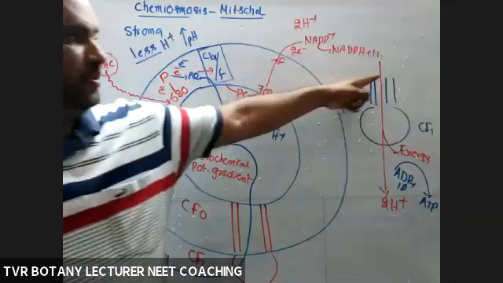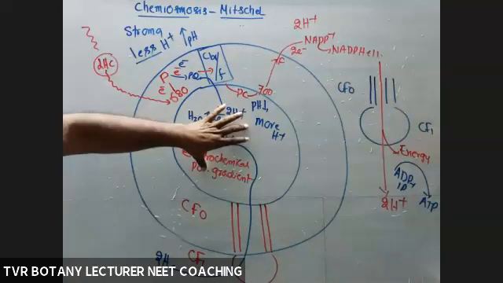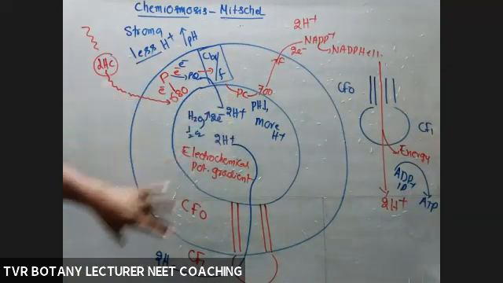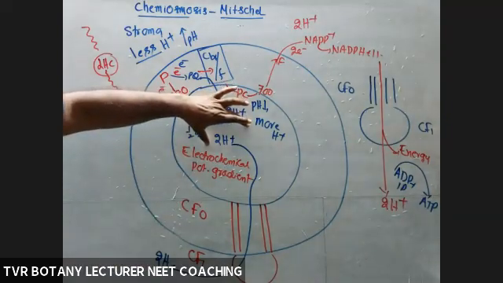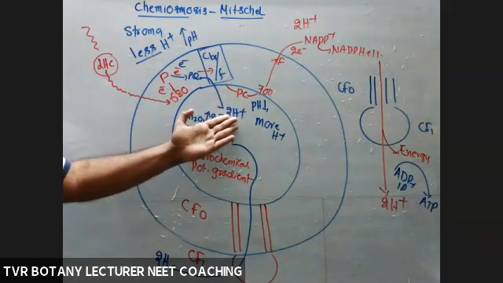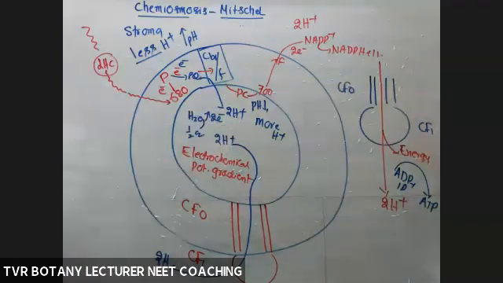So during transportation of protons from a region with more number of protons to a region with less number of protons, means lumen to stroma. So lumen is acting as a reservoir of protons. It is a continuous process. So continuously more number of protons from here to here, continuous process.